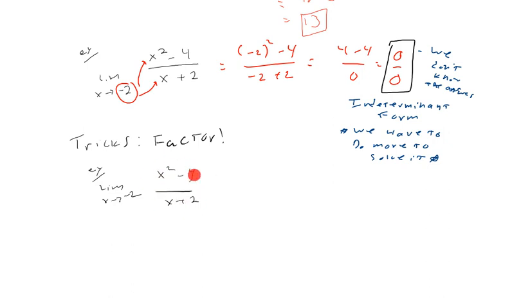Let's look at the top here. The bottom we can't change, but look at the top. x squared minus 4. This is a perfect difference of squares, x squared and 4. We can factor this. Hopefully we remember how to factor this into our two parentheses. So this is going to become the limit as x approaches -2 of x plus 2 times x minus 2 over x plus 2.